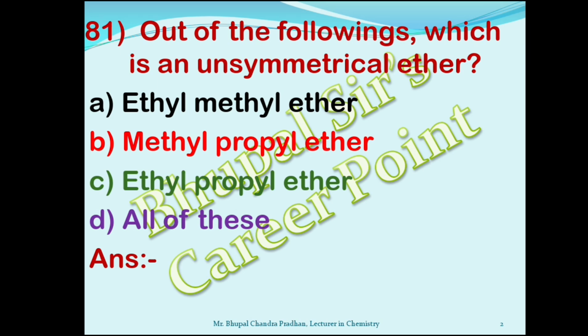In ethyl methyl ether, two different alkyl groups, ethyl and methyl, are attached to oxygen. In methyl propyl ether, two different alkyl groups, methyl and propyl, are attached to oxygen. In ethyl propyl ether, two different alkyl groups, that is ethyl and propyl, are attached to oxygen. So A, B, C, all are examples of unsymmetrical ether. So the correct answer is option D, that is all of these. Thanks to the students who have given their answer as option D.